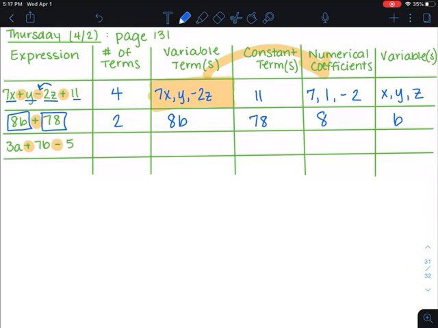For the last problem, again, terms are separated by adding and subtracting. Don't forget this negative is going to stay with the 5. So I have 1, 2, 3 terms. 3 terms is called a trinomial. Do not forget that. Binomial and a trinomial.